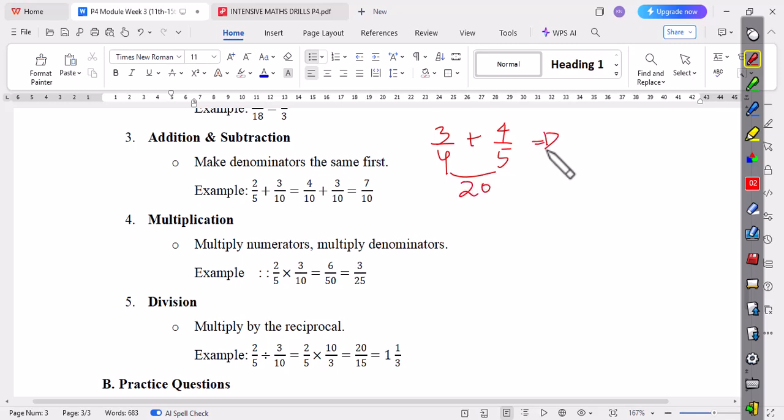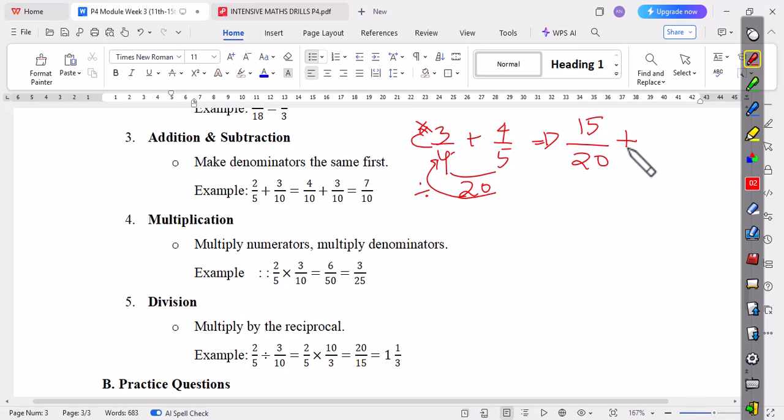Then we need to find the equivalent fractions of these two fractions with the denominator 20. Here is the way. We have 20 here. 20 divided by 4, and after that, we times it by 3. 20 divided by 4, we got 5, and times it by 3, we got 15. 15 with the new denominator 20. Okay, then we put a plus.